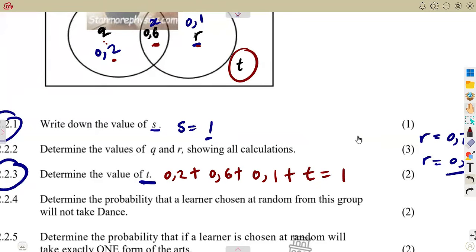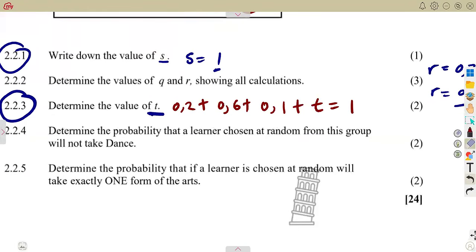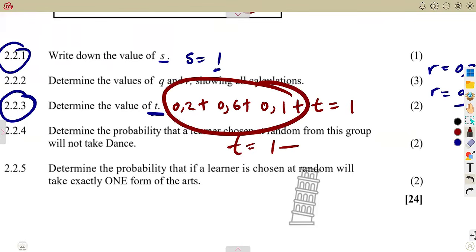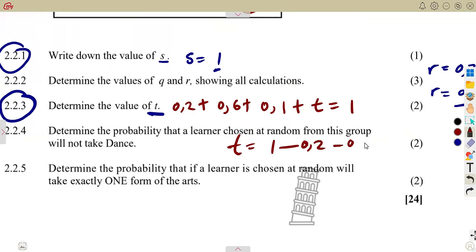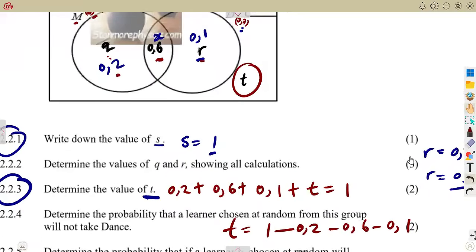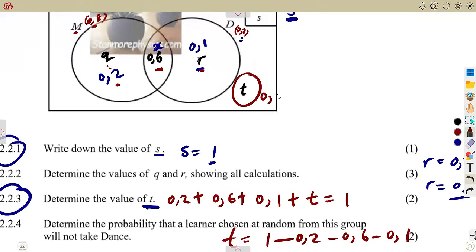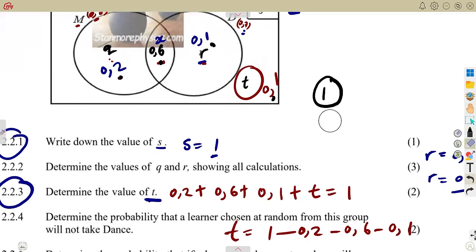We have formed an equation. So it simply means T was just supposed to be taken as 1 minus these. That was supposed to just subtract like that. 1 minus whatever is inside of the diagram, you subtract everything, 0.2, 0.6, and 0.1. That was going to give us our T, which was going to be 0.1. So in this case, the T that is outside was going to be 0.1. So that if you add everything inside, 0.2, 0.6, 0.1, 0.1, you must get a straight 1.